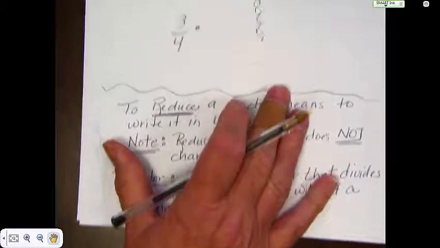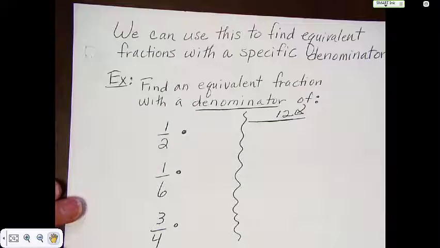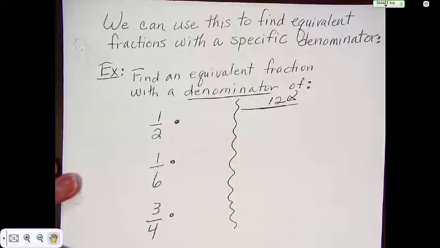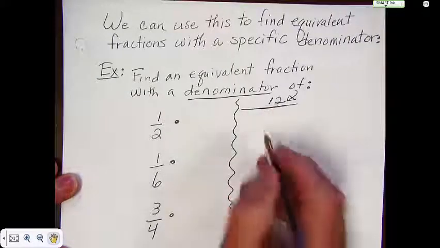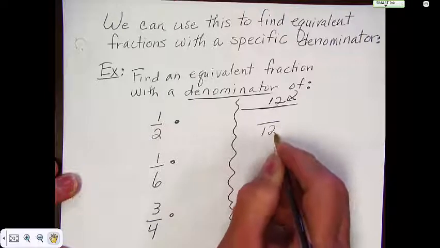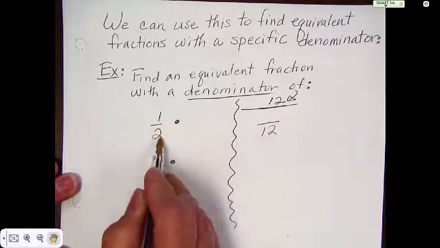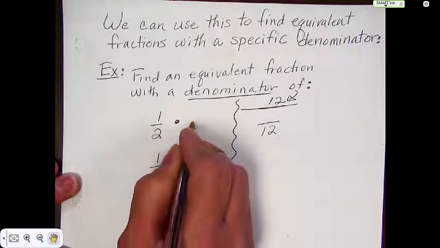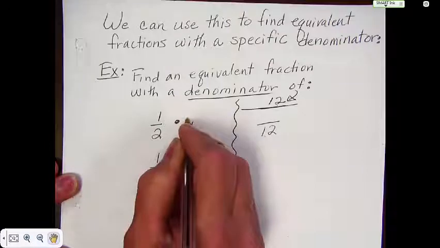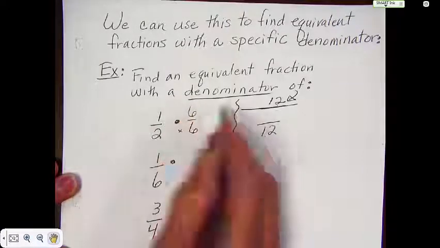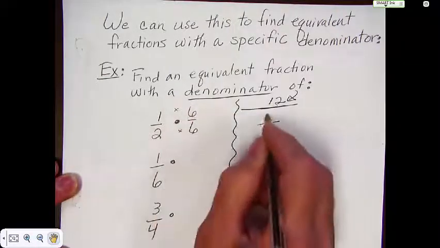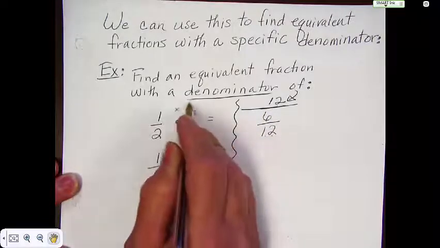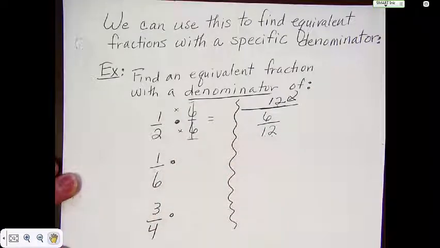Now, we can use this to find equivalent fractions with the specific denominators that we are asking for. For instance, if I want a denominator of 12, that means that the bottom I want to be 12. What can I multiply 2 by to get 12? Yeah, 6. Well, if I multiply the bottom by 6, I must multiply the top by 6 as well. And I end up with 6/12. And this 6 is really just a 1 because it's 6/6.